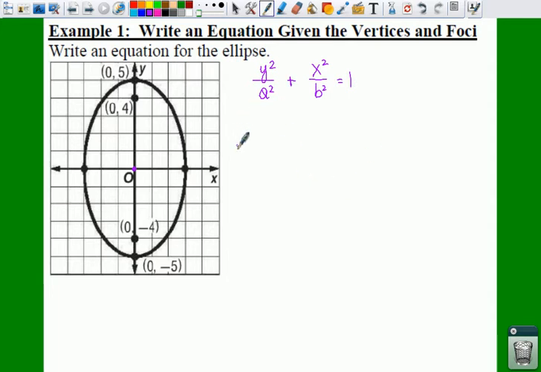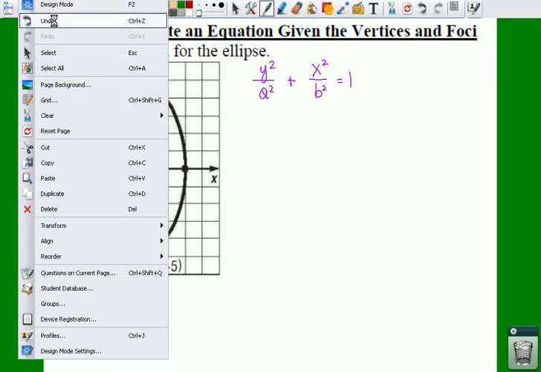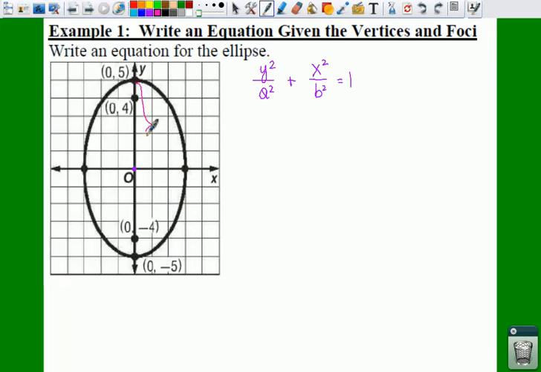And so what we have to do is just find out what your a and your b are. Well, your a, that is going to be the distance from your major axis, or from one of your vertices, all the way down to your origin. So the distance from here to here is 5. So your a is equal to 5. Now we got to find out what our b is, and your b is the distance from your center out to your co-vertices. So this is b. In this case, your b is equal to 3.